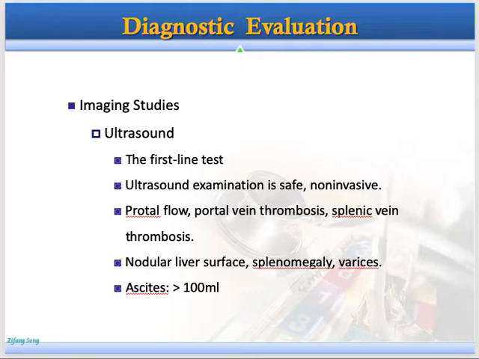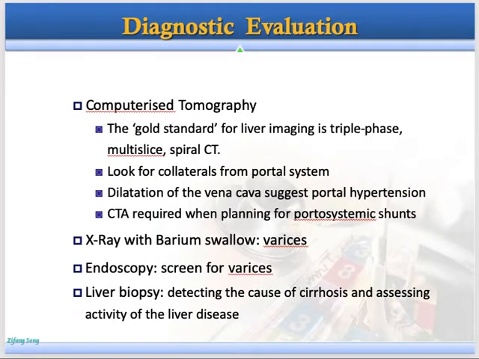And I showed you many causes like prehepatic, hepatic, and posthepatic, like Budd-Chiari syndrome or cirrhosis or all these things, right? So, this is all diagnostic evaluation. So you can do CT scan, you can do X-ray with barium swallow to look for the varices. We can go for an endoscopy. Endoscopy, of course, they put a pipe from the mouth and they go to the esophagus and they see the varices.